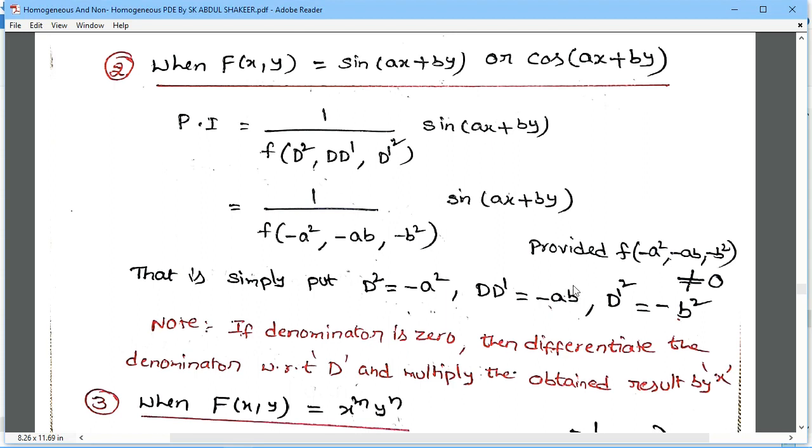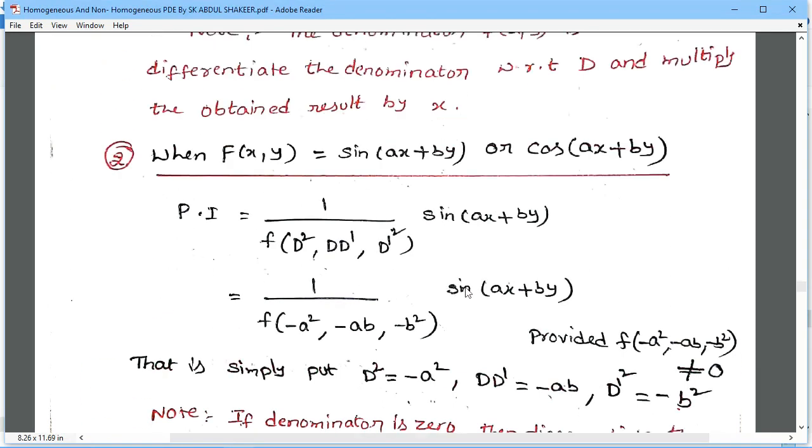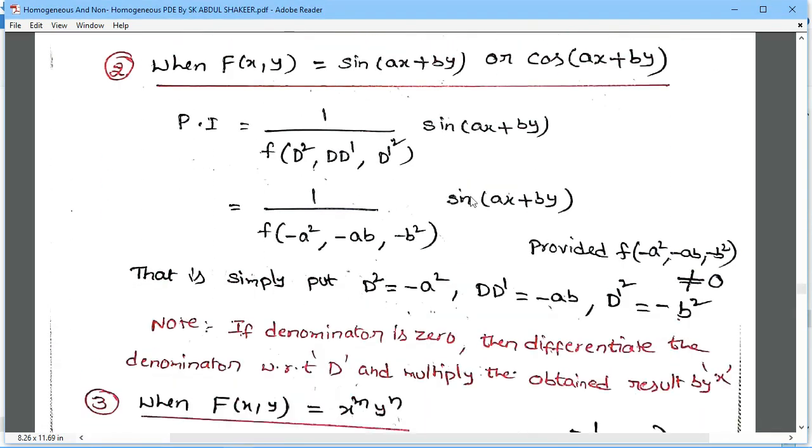Suppose the denominator value is 0, then that case is known as a failure case. In failure case, we have to proceed same as above. Same as above means the denominator function is differentiated with respect to d and the numerator is multiplied with x.